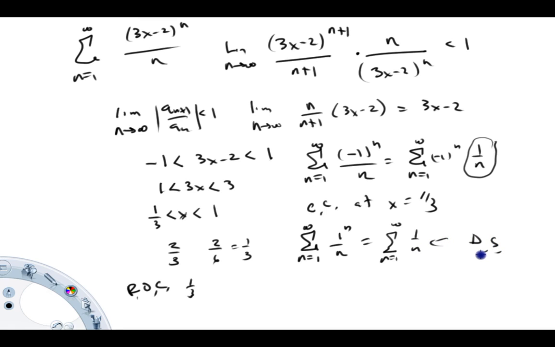So, summarizing our answer, our original power series is convergent on this interval. The radius of convergence is 1/3. And it is conditionally convergent at x equals 1/3.